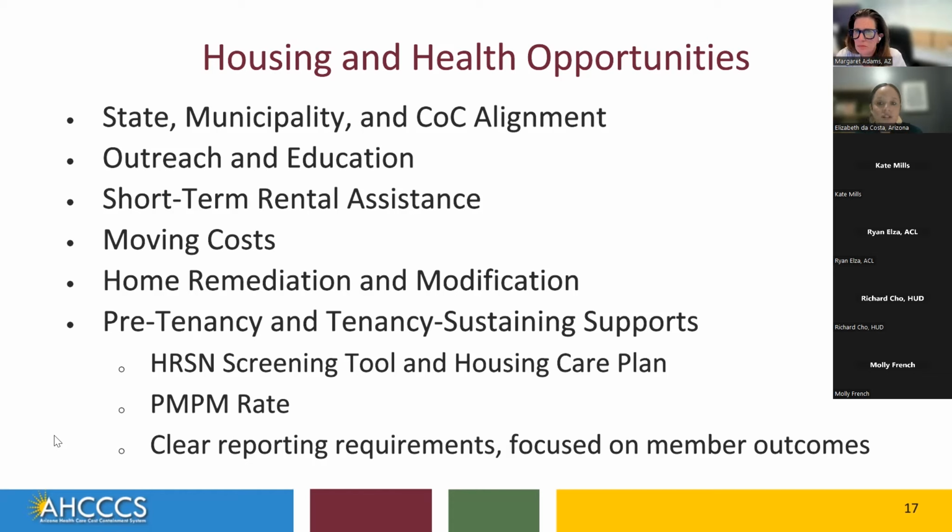So the screening tool they're going to need to complete before they can implement services is the health-related social needs screening tool, which takes maybe 15 to 30 minutes versus the 3 to 4 hours for the biopsychosocial assessment. And then it'll be a housing care plan, not an integrated care plan that talks about all the medical and behavioral health services they're going to receive, but just specific to their independent living plan related to housing. And then a per member per month rate.